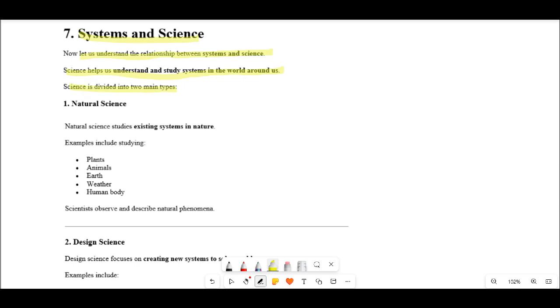So science is divided into two main types. Natural science. Natural science studies systems that are existing in nature, and examples are plants, animals, earthquake or earth, weather, and human body. Scientists observe and describe natural phenomena. As I said, earthquake is also a natural phenomenon.